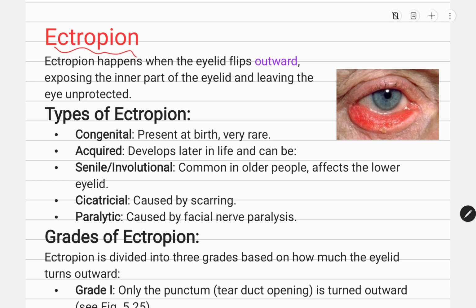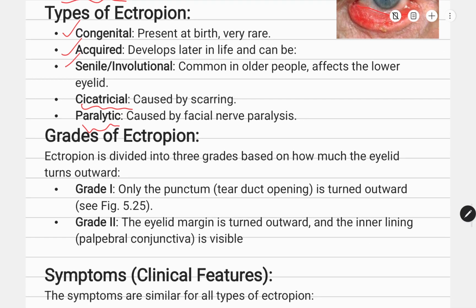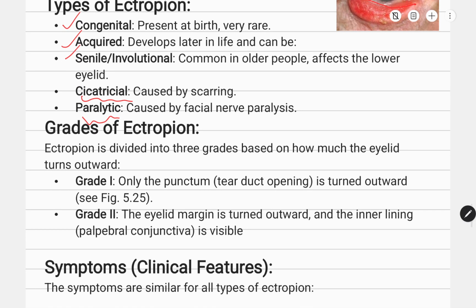In entropion, the whole of the eyelid was moving inward. In ectropion, the whole of the eyelid flipped outward. So it exposed the inner part of the eyelid, like this part, and the eye becomes unprotected. So it also has different types, like in the case of entropion, these are the congenital, acquired, senile, which occurs with age, and the other like paralytic and cicatricial. So we grade ectropion on the basis of how much the eyelid is moved outward.